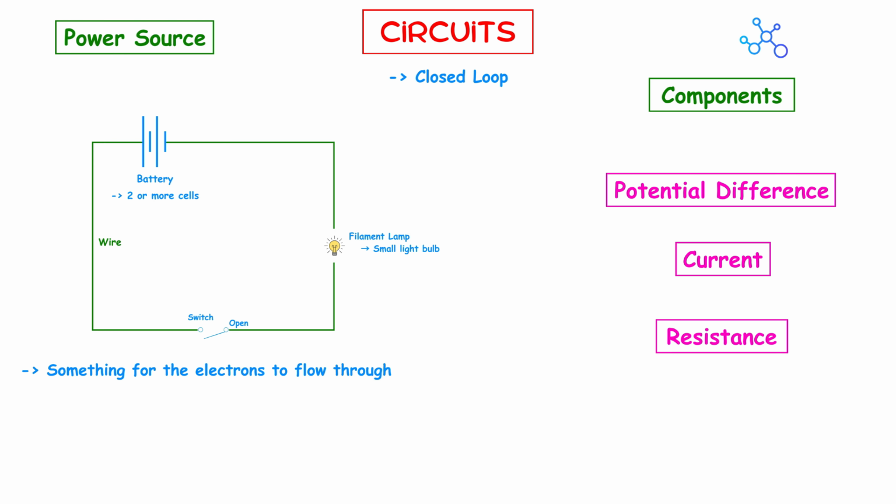We've already seen a symbol for a cell, which is basically just a simple version of a battery. As batteries are made up of two or more cells, their symbol is just two cell symbols put together. Although as far as exams are concerned, cells and batteries both act in the same way.